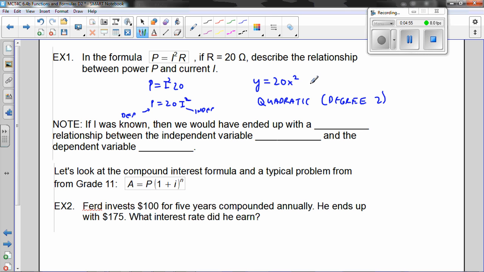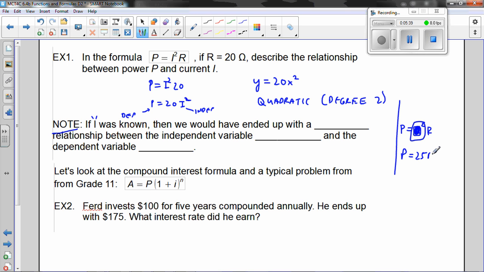And I could even do a decent sketch of that if I wanted to. I don't have to, though. Note, if I was known, then we would have ended up with a blank relationship between the independent and the dependent variable. So hang on, and I don't know what I would be, but let's just think about it over here in the margin. So let's say that had some value. So this was some number, not a letter. This is some number. And then I could square it, right? Well, then that would become a whole number. So I'd have P equals some number. Let's just say it's 25 for no particular reason.